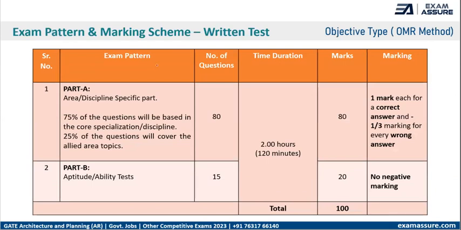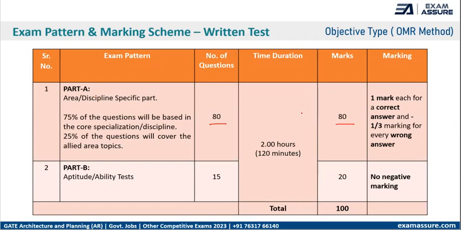As far as the marking scheme goes, the questions will be of objective type with the OMR method. Now, part A, which will consist of questions related to the field of architecture, will have 80 questions for 80 marks. That is 1 mark for each question. If you give a correct answer, you get 1 mark, whereas there will be negative 1/3 marking for every wrong answer.